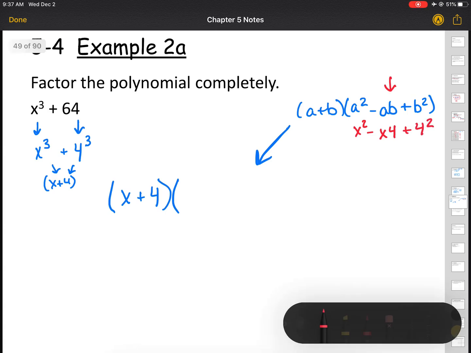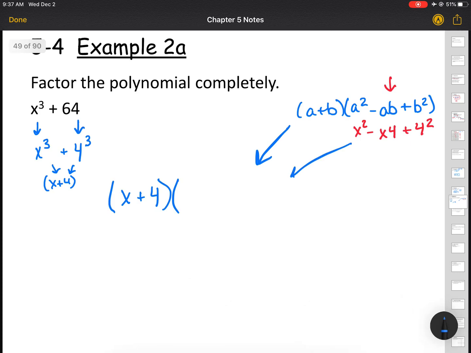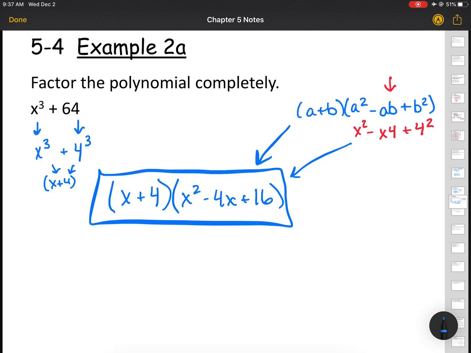And if I simplify that, that becomes x squared minus 4x plus 16, because 4 squared is 16. So here we have our expression factored all the way completely.